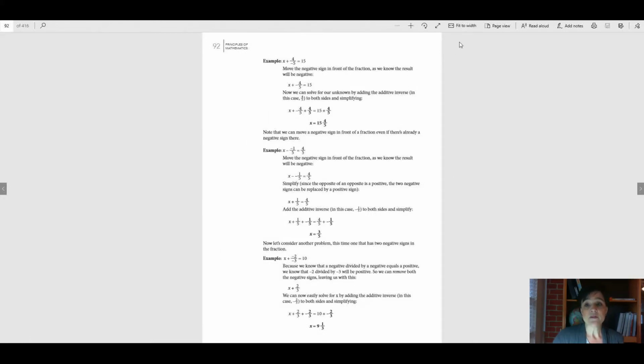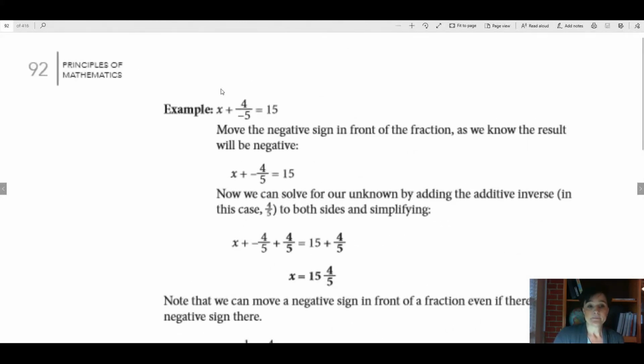All right, let's look at the next page. Here's an example. x plus 4 over negative 5 equals 15. This was our example. So we're going to move the negative sign in front of the fraction, as we know the result will be negative. Now we can solve for our unknown by adding the additive inverse, in this case 4 over 5, to both sides and then simplify. The additive inverse of this is not 5 over 4, it's positive 4/5. And then we can pull it over and we can do all of our calculations.